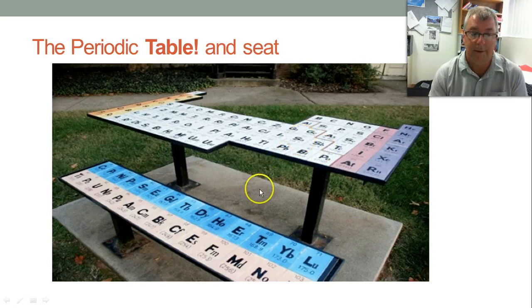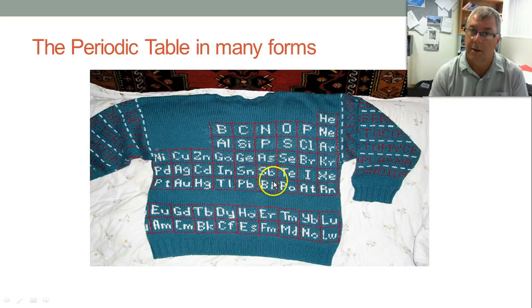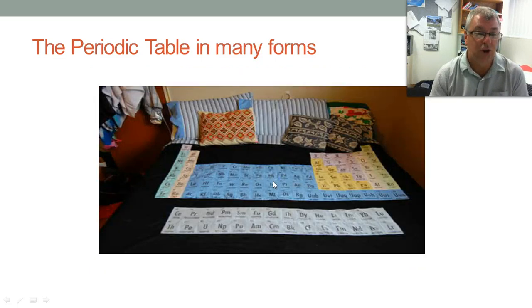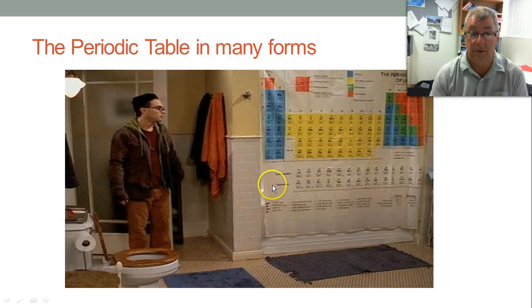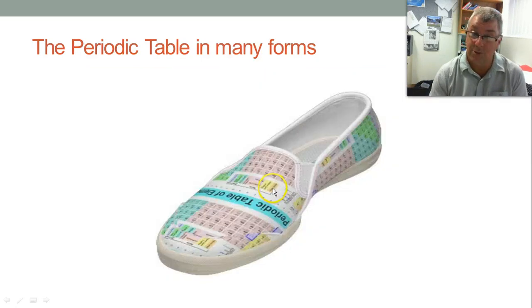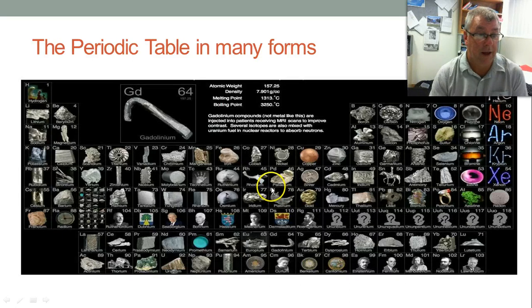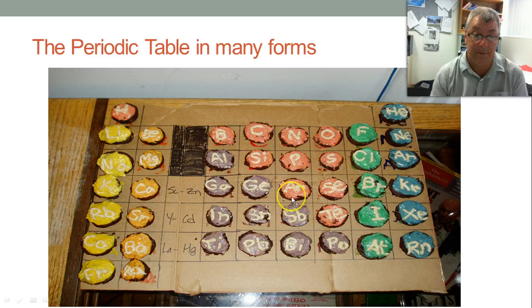That's what the periodic table looks like. It's a table. Yeah. It can also be a jumper if you're serious into knitting. Apparently knitting's getting back in fashion. You can have yourself a periodic table. You can even sleep under the periodic table if you wanted to. And you can have a shower curtain that's a periodic table. You can have a shoe that's a periodic table. You can have a periodic table with pictures. That's quite an impressive one, because it's got pictures of most of the things, or why it was named after certain people. You can eat the periodic table if you want to spend a lot of time making cupcakes.